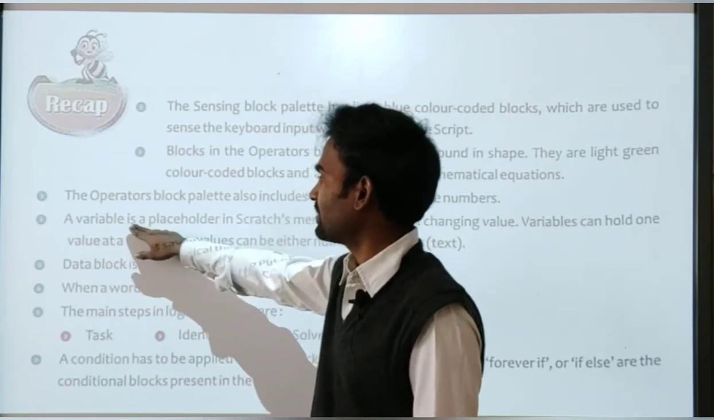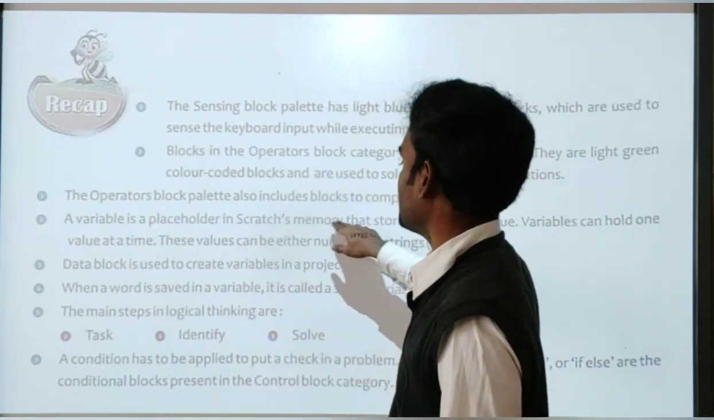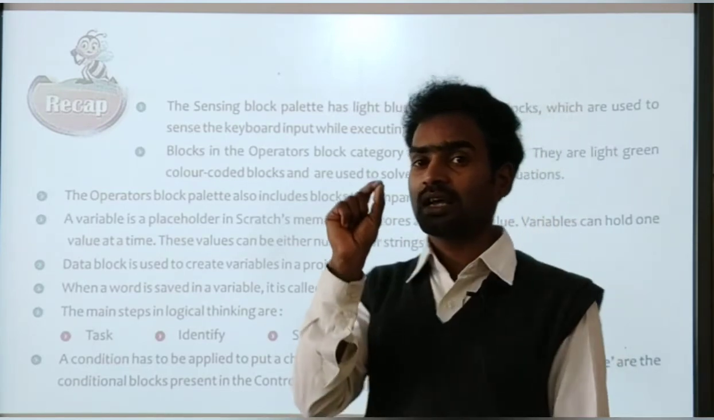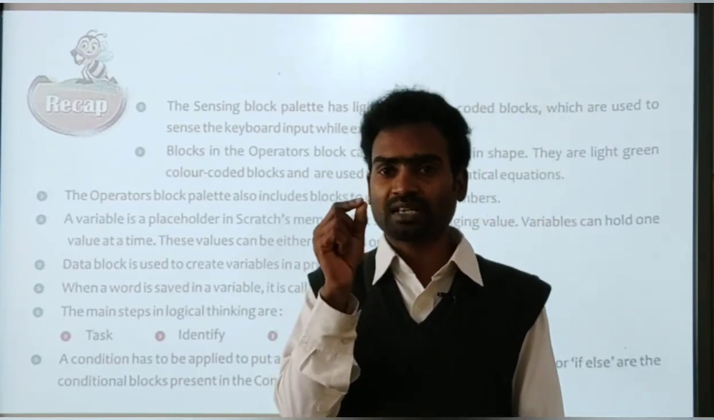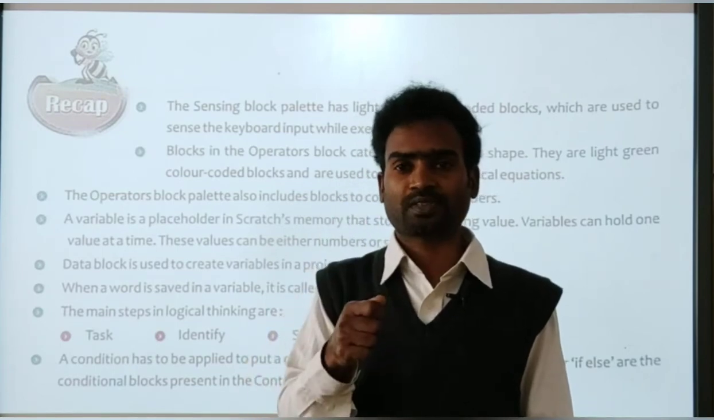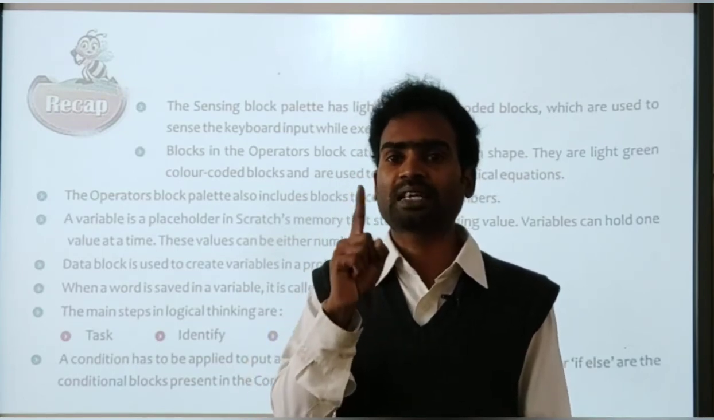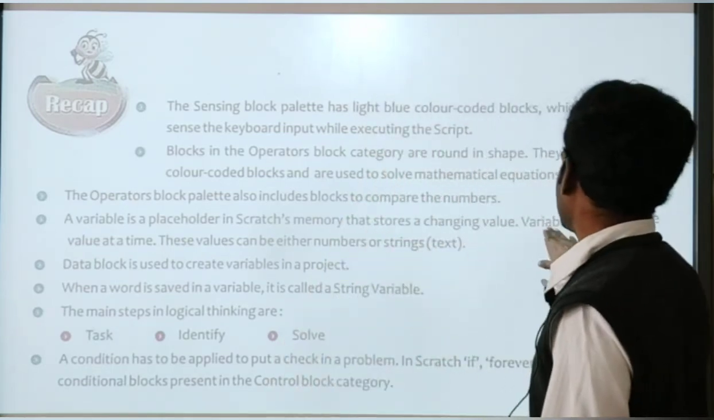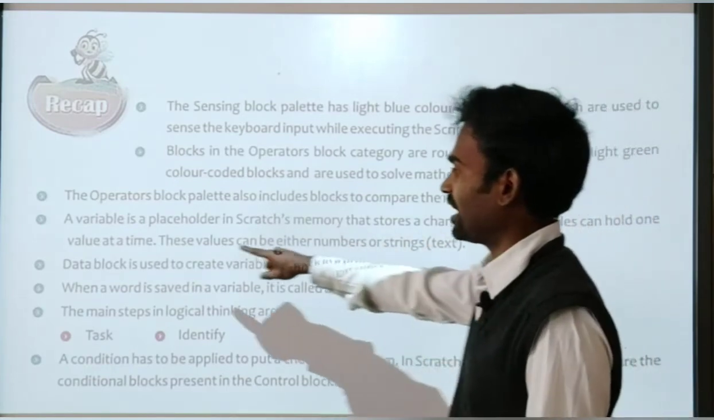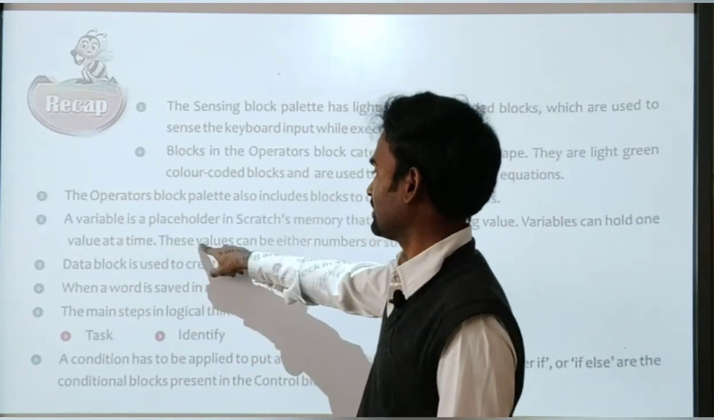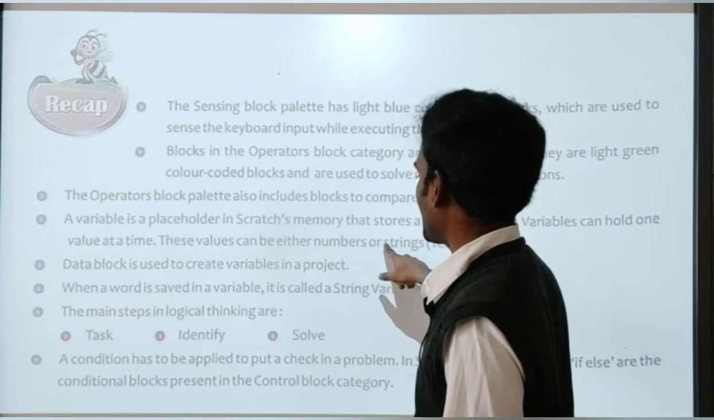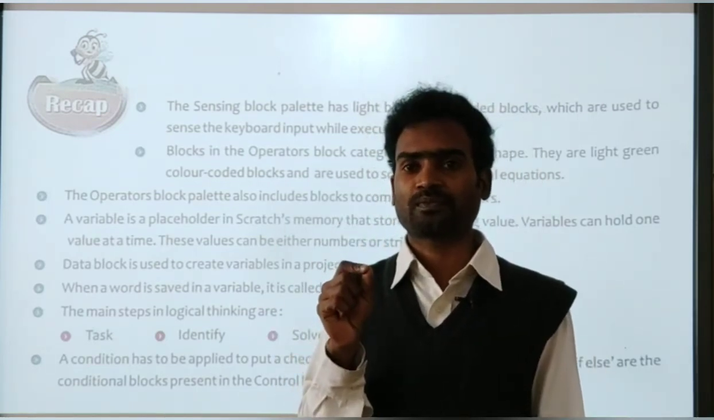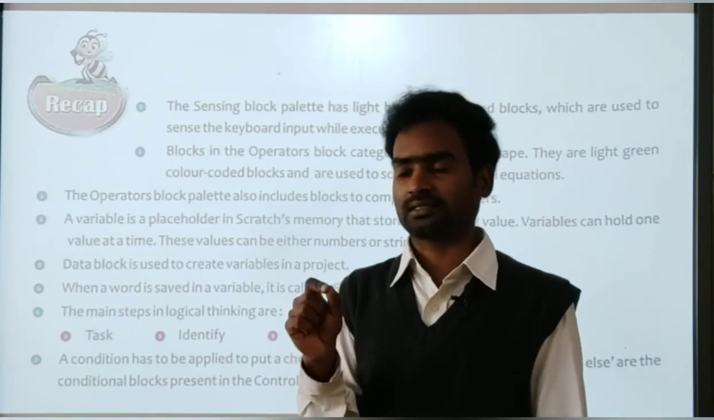The next one: a variable is a placeholder. It catches memory that stores a changing value. So we have seen here, children, that a variable will store temporary, changing values. But at a time only one value can be saved. Variables can hold one value at a time, as I was telling you. These values can be either numbers or strings. String means text. Number, we know already, is numbering.